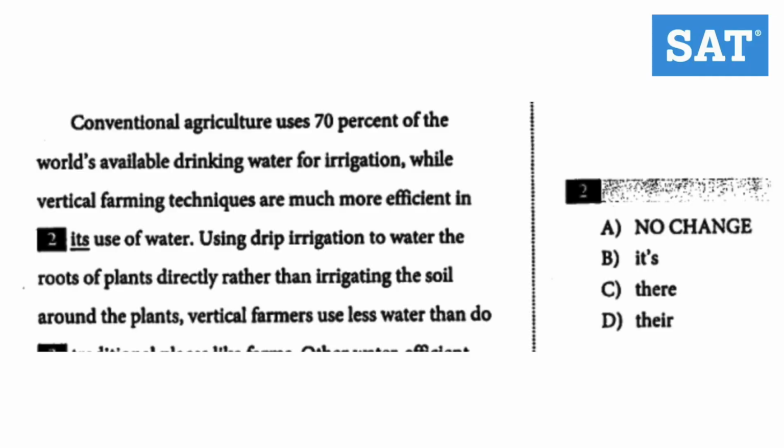Try this one. While vertical farming techniques are much more efficient in use of water, the pronoun, what is it pointing to? What's its antecedent? Antecedent means what comes before. What is this pronoun mapping to? This pronoun is mapping to farming techniques. If we were to describe farming techniques with a pronoun, we would say they. They, and sufficient in their use. So it's going to be answer choice D, there.